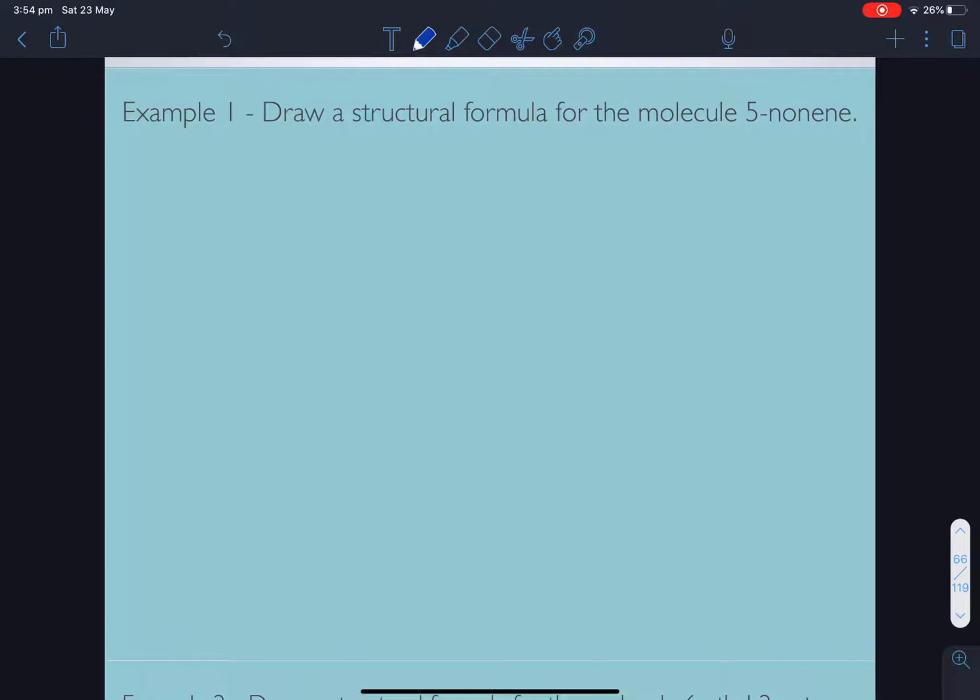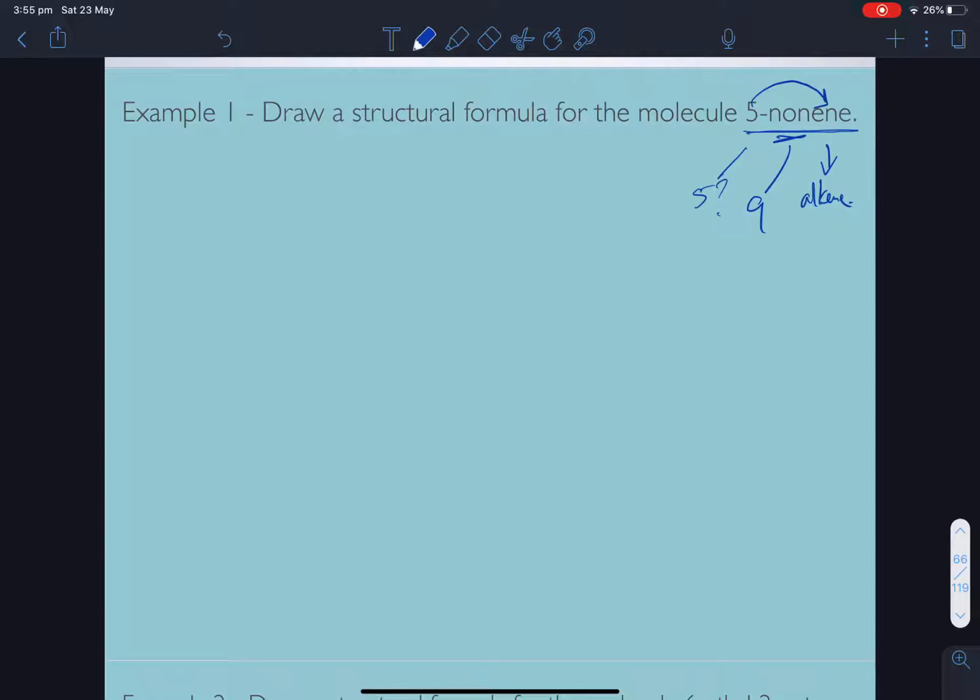So we've got to draw this molecule here. Draw the structural formula for 5-nonene. Okay, I notice immediately, I start on the right, and I've got an alkene because it ends in E-N-E. Alkene. I've got a non here. That means 9. And I've got a 5 here. What does that mean? I'd assume, because there's nothing else, that 5 is telling me where the double bond is.